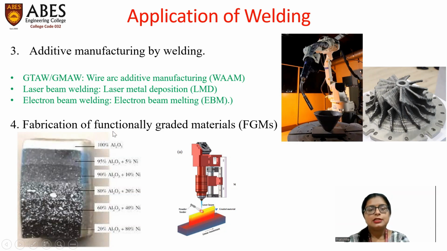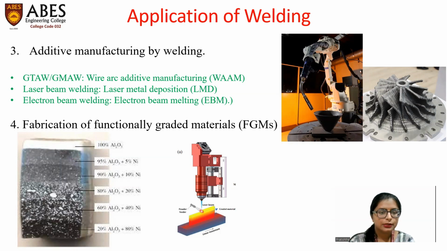Here is a very interesting example of material, that is functionally graded materials. For better understanding of functionally graded material, or FGM, I'll show a picture here. This is an example of functionally graded material. If you focus at the bottommost layer, the composition of material is 20% Al2O3 plus 80% Ni. If you move towards the top, you can see a gradient of composition taking place. This is 20% Al2O3. At some higher level, it is 60% Al2O3.